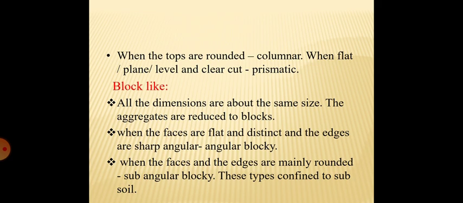Block-like: all the dimensions are about the same size. The aggregates are reduced to blocks when the faces are flat and distinct and the edges are sharp angular, that is angular blocky. When the faces and the edges are mainly rounded, sub-angular blocky. These types are confined to subsoil.